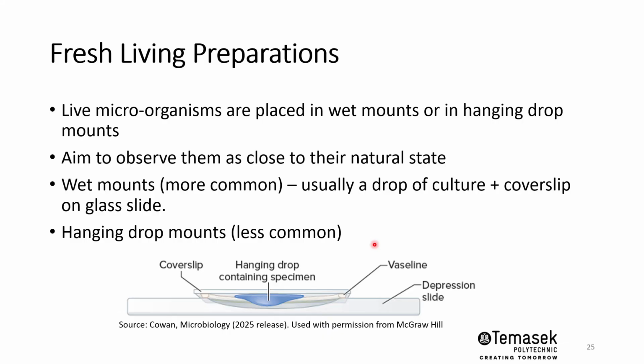Here I show one of the images on how a hanging drop is done. Typically it will be a glass slide as well as the cover slip, but you will use some plasticine to encase the whole glass slide and cover slip. The cover slip often will have a drop of the culture specimen that you intend to visualize, and this will be sealed together with Vaseline.